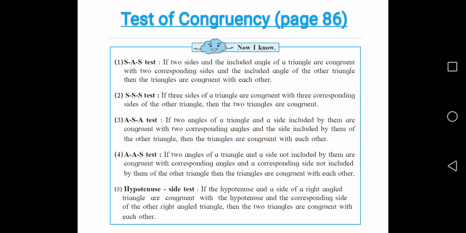And this one is the fourth one, that is the AAS test, that is simply we can say the angle side test. If two angles of the triangle and a side not included by them are congruent with the corresponding angles and the corresponding side not included by them, then that thing we will call the AAS test. Now see, the fifth one is the hypotenuse side test.